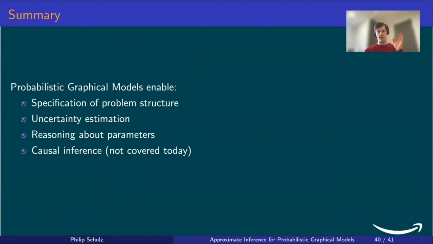So first, we have learned about probabilistic graphical models, and they enable a couple of things. They enable you to specify the structure of the problem. So any real world knowledge that you have about how the problem is organized, or how the variables involved in a problem relate, can be used in model building. And they allow for uncertainty estimation.